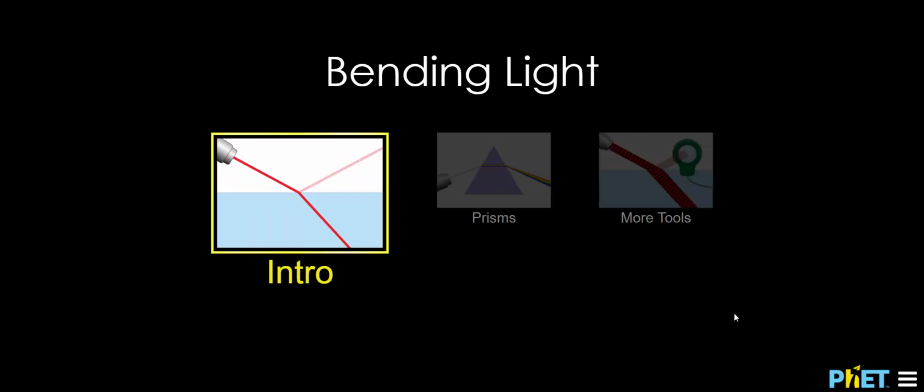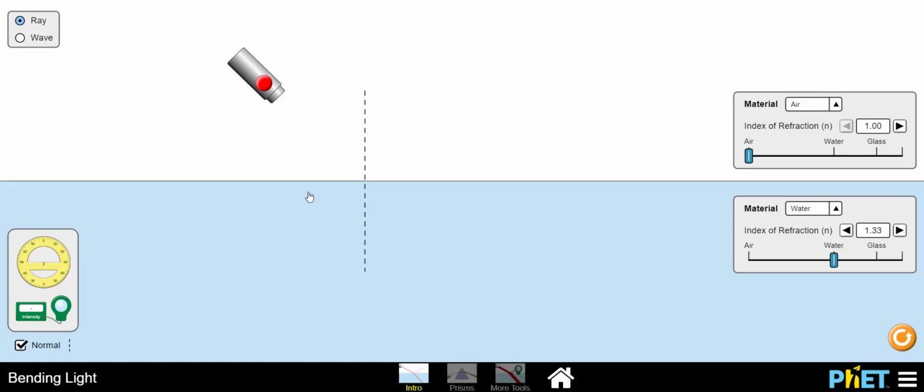So in this virtual experiment, you're going to be met with this screen to begin with, and you're going to go to the intro. Once you're in the intro, you will see this, where you've got a laser pointer up at the top, and you've got the boundary between two different materials, and there's a dotted line called a normal.